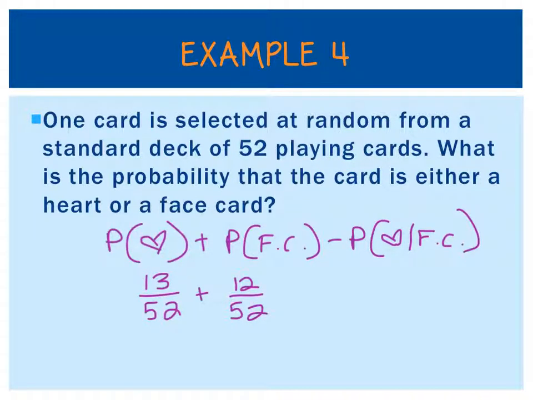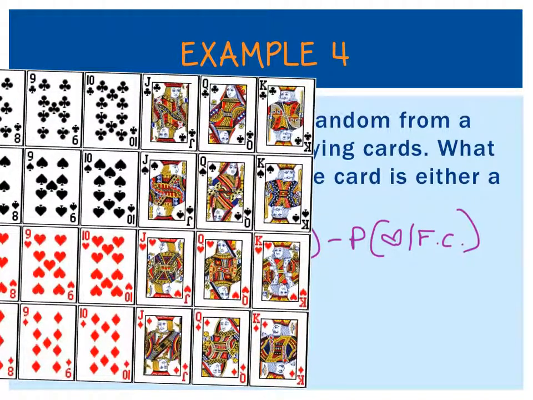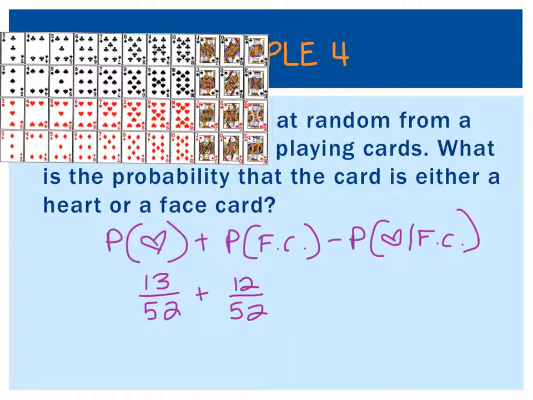How do you figure out the probability, like the overlap? So look at your face cards. How many of those face cards have a heart on them? If you look at your face cards, how many of these face cards have a heart? 3 of them, right? The jack, the queen, and the king of hearts.